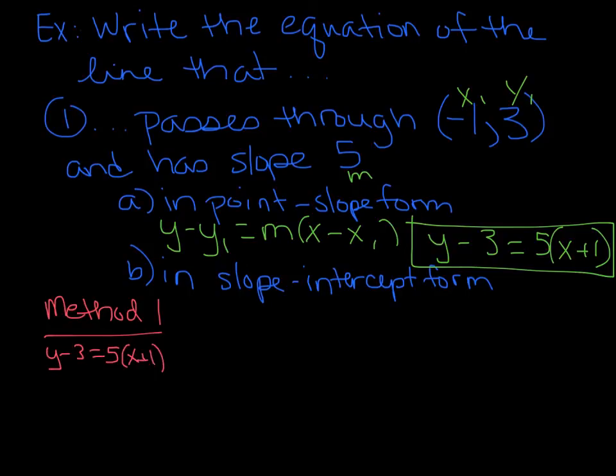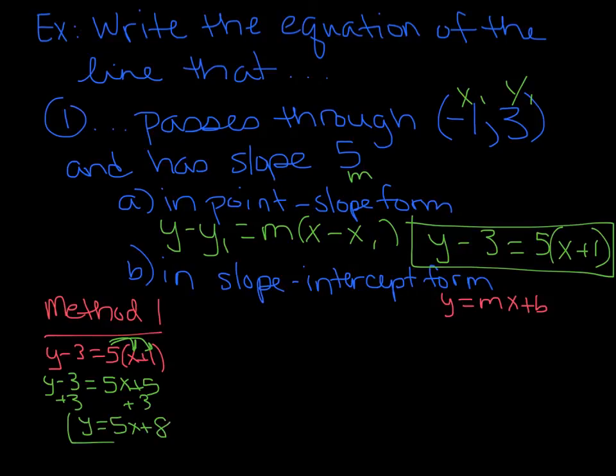Then, to get it into slope-intercept form, which you might remember is y equals mx plus b, you must solve for your y. We do that by distributing this 5 to the stuff in the parentheses. Then we move the 3 over, and we get y equals 5x plus 8. So method 1, it's pretty quick. Method 2 is also pretty quick. Just use whatever one you like better.